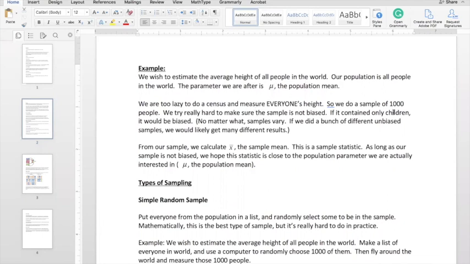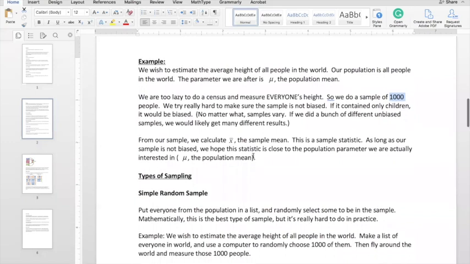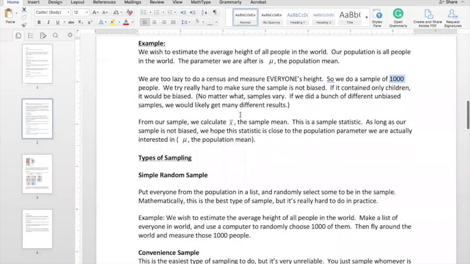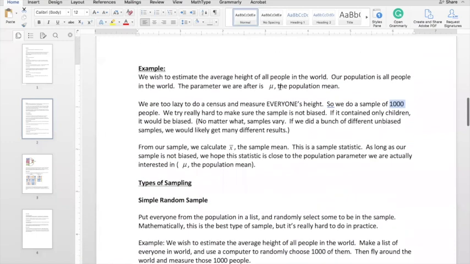We go out and we do a sample of 1,000 people. We try not to get a biased sample. We get from our sample the sample mean, X bar. Greek letters for populations, Roman letters for samples. X bar means the sample mean. We hope that this number we calculated is close to the thing we're actually after, this population parameter, mu.